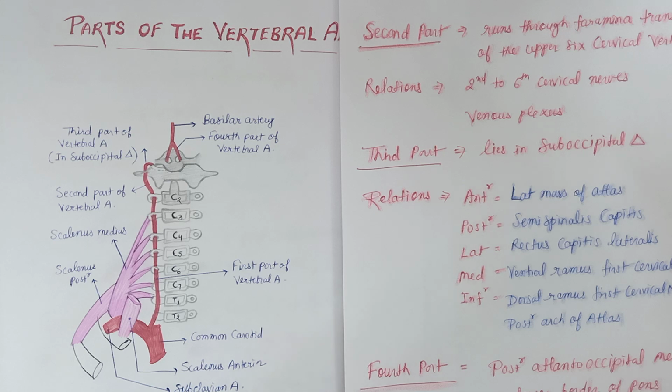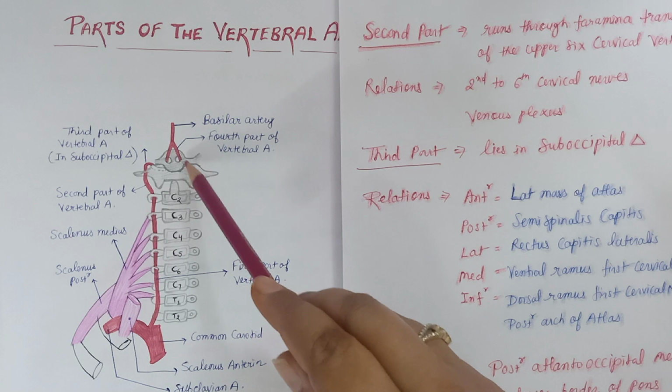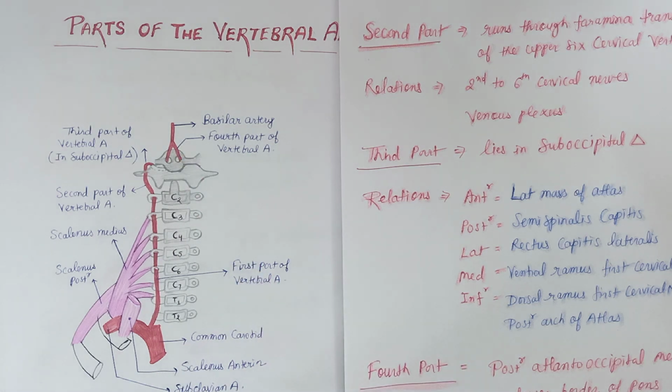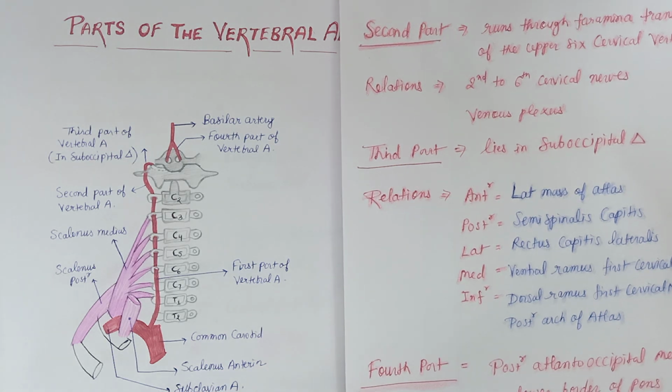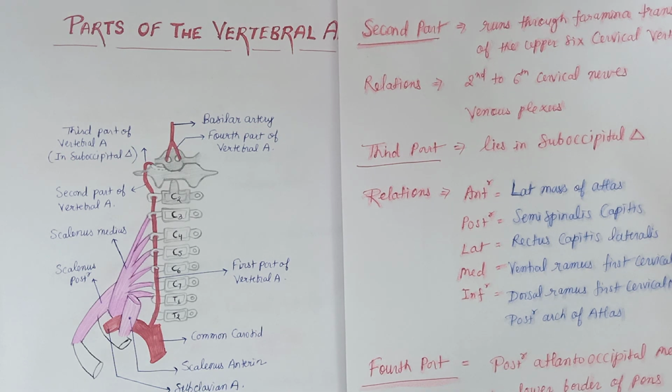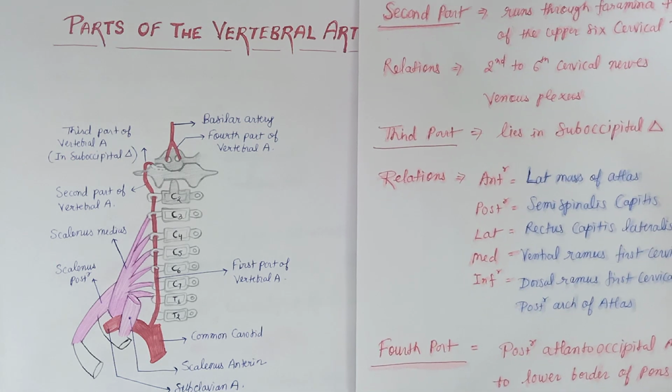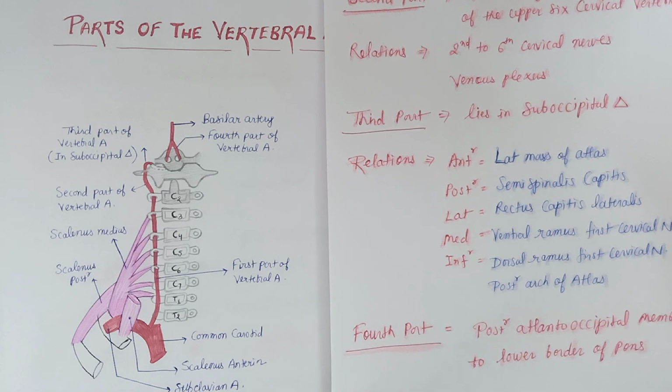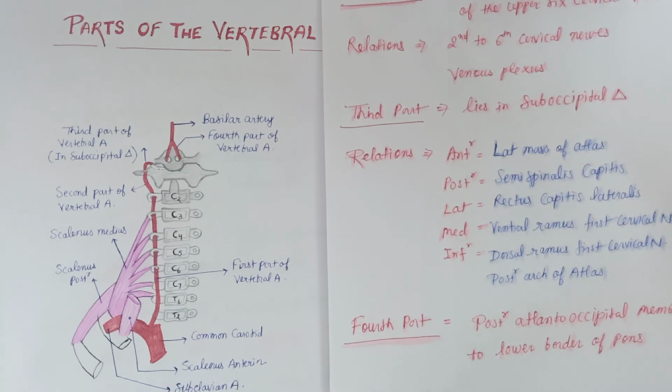Now fourth part of vertebral artery. The fourth part extends from the posterior atlanto-occipital membrane to the lower border of pons. In the vertebral canal, it pierces dura and arachnoid and ascends in front of the root of the hypoglossal nerve. As it ascends, it gradually inclines medially to reach the front of the medulla. At the lower border of pons, it unites with its fellow of the opposite side to form the basilar artery.